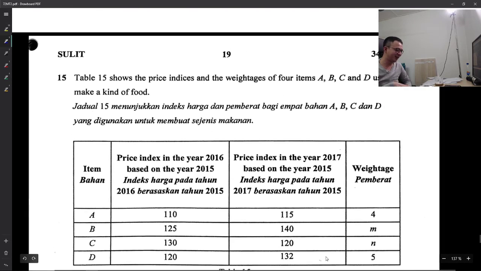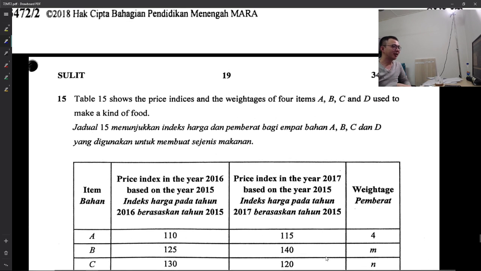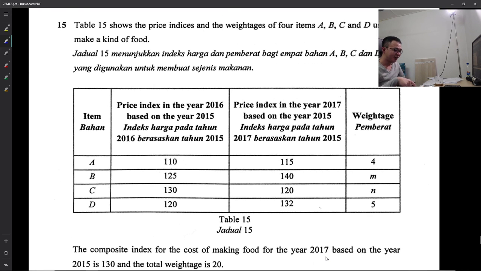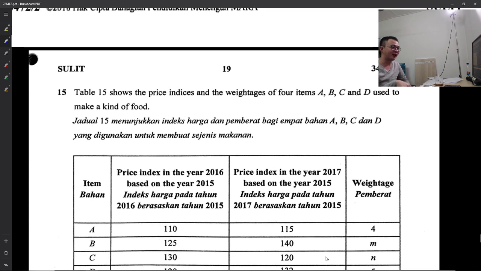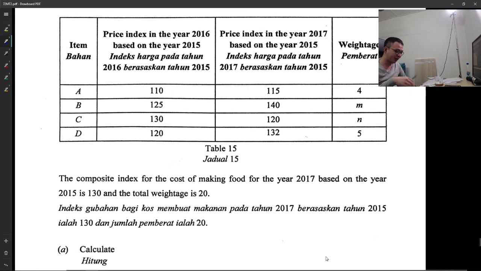Okay, last question of the day. This is index number. You see Table 15 actually shows the price index and the weightage for four items A, B, C, D used to make a kind of fruit food. You have the price index from 2015 to 2017, based on 2015. A lot of information here, and the weightage here, the composite index for the cost of making the food for 2017 based on 2015.